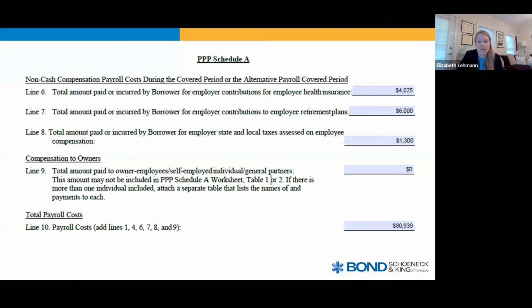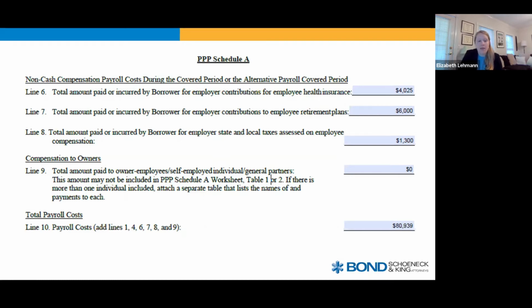All right, now we're getting into a little bit more new information on Schedule A. We're getting into non-cash compensation payroll costs that we have not covered yet. This includes health insurance, employee retirement plan contributions, and state and local taxes. So in line 6, you enter the employer contribution for employee health insurance. Line 7 is the contributions for employee retirement plans, and line 8 is state and local taxes.